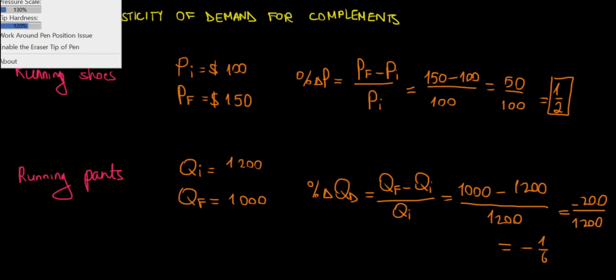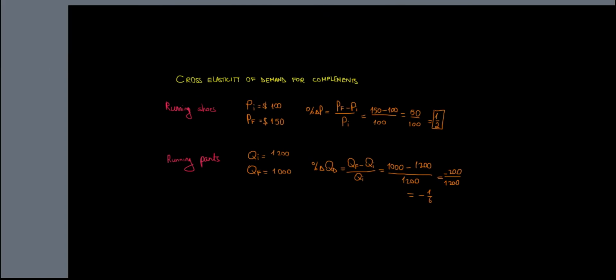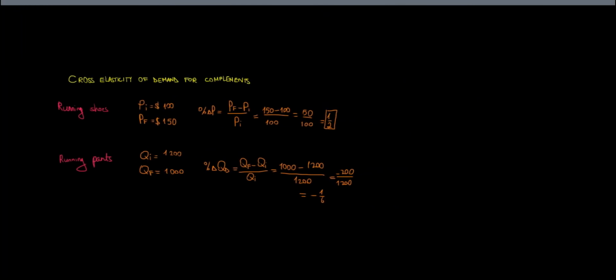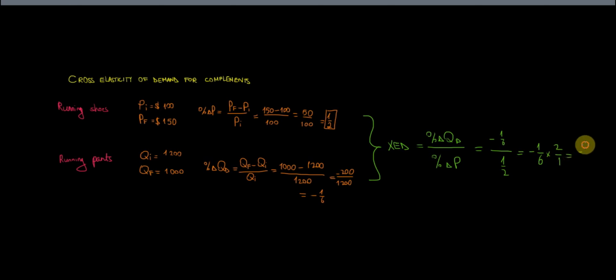So with these two values in mind, the percentage change in quantity demanded and the percentage change in price, we can compute our cross elasticity of demand. So I'll do it over here. As a result of everything, the cross elasticity of demand is going to be the percentage change in quantity demanded for running pants divided by the percentage change in the price of running shoes, and that would be minus 1 over 6 divided by 1 over 2, which happens to be minus 1 over 6 times 2 over 1, and that's equal to minus 2 over 6, which is equal to minus 1 over 3.